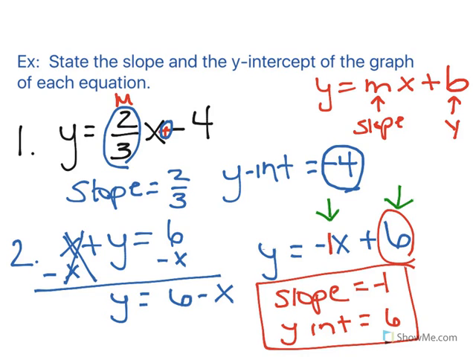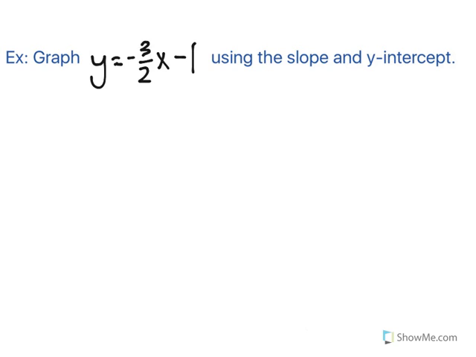Just to summarize what we just did: make sure you have it in slope-intercept form before you identify the slope and the y-intercept. Make sure you have your number with your x in the front, then your b, your y-intercept, by itself, and then your y at the beginning of your equation. It gets a little confusing at the beginning, but once you get more practice, you'll get the hang of it. So let's do the next example.